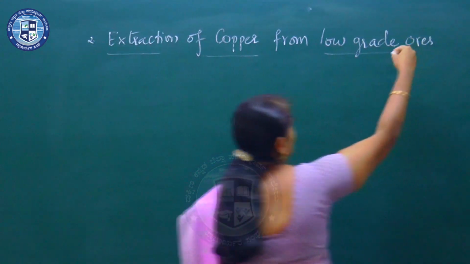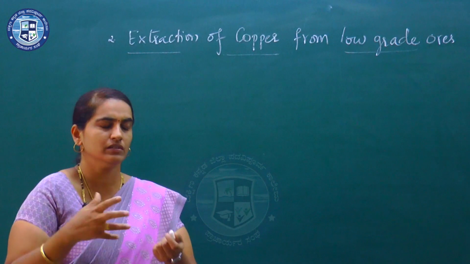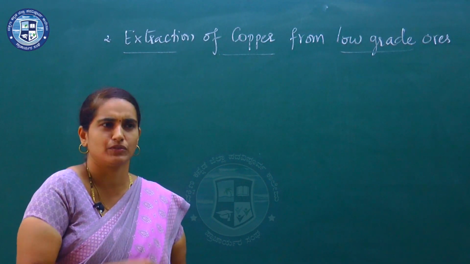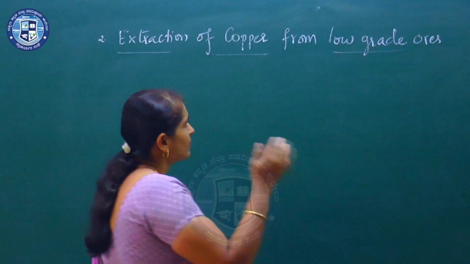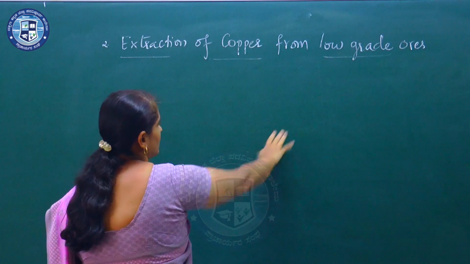Low grade ore, or in general we call it scrap. Whatever we don't require, we generally give to some people, and we get some money also. From that low grade ore, extraction of copper can also be done.